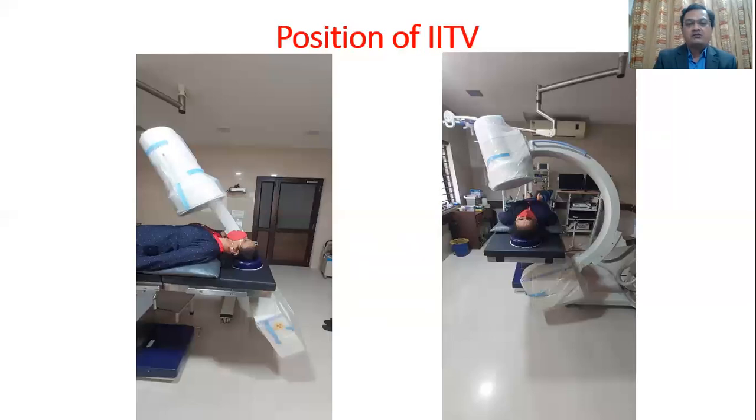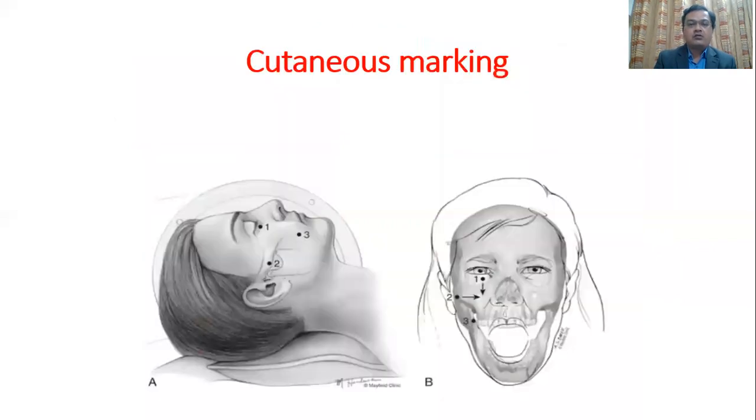Position of the image intensifier (IITV) is also required to find out the foramen ovale. The most important part of this procedure is to find out the foramen ovale, as the nerve is passing through the foramen ovale. We have to do some inclinations, caudal inclination and ipsilateral lateral inclination of 20 to 30 degrees, to find out the foramen.